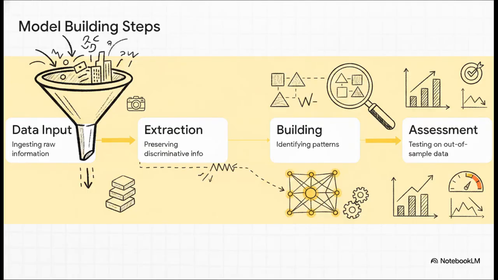So, every modern machine learning system progresses through 4 specific stages. First up, ingesting raw data input. Second, extracting features to preserve the really important discriminative information and drop all the useless noise. Third, building the model to identify patterns. And finally, assessment. This one is absolutely crucial. You have to test the model on out-of-sample data to ensure it hasn't just blindly memorized the training set.